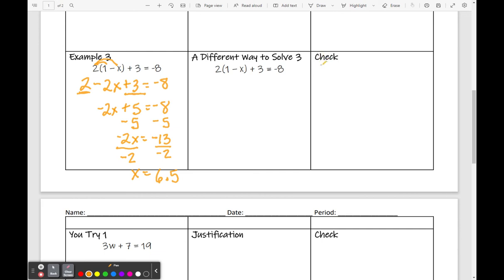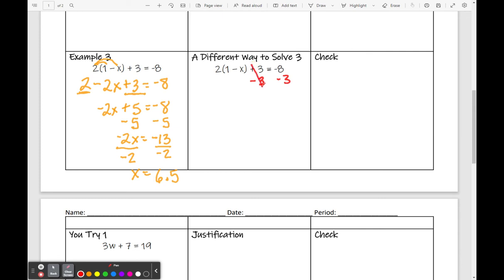Obviously, I want to check. But there is another way that you could do this. You don't have to distribute first because you have this constant. The first thing you could do is remove the constant. I see adding, so I'm going to subtract 3 from both sides.